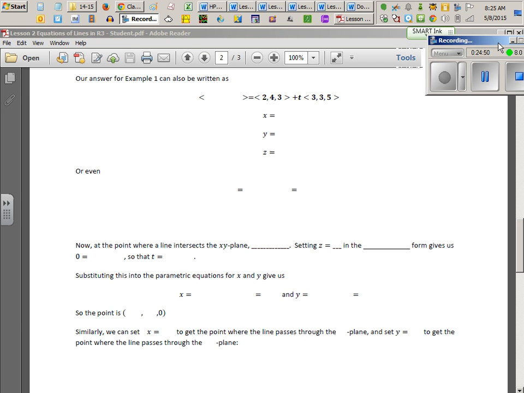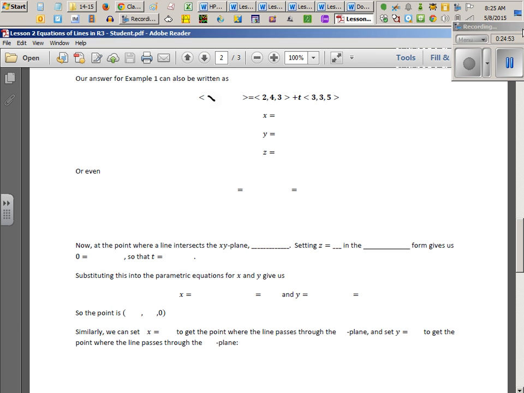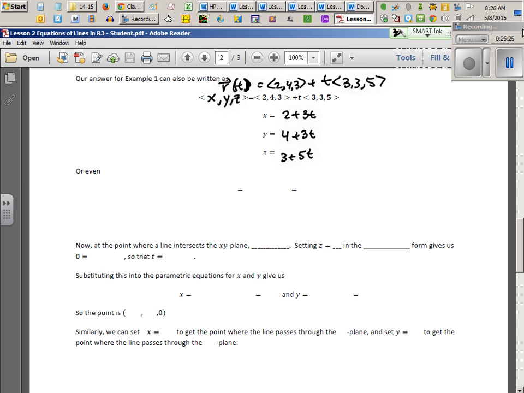So our answer for example 1, which remember was r of t equals 2, 4, 3 plus t times 3, 3, 5, can now be written as x, y, z equals 2, 4, 3 plus t times 3, 3, 5. In other words, x is 2 plus 3t, y is 4 plus 3t, and z is 3 plus 5t. By the way, this is the parametric answer. They asked us for that.